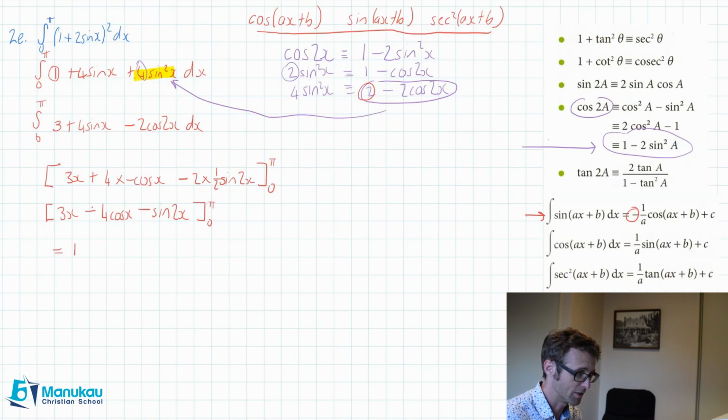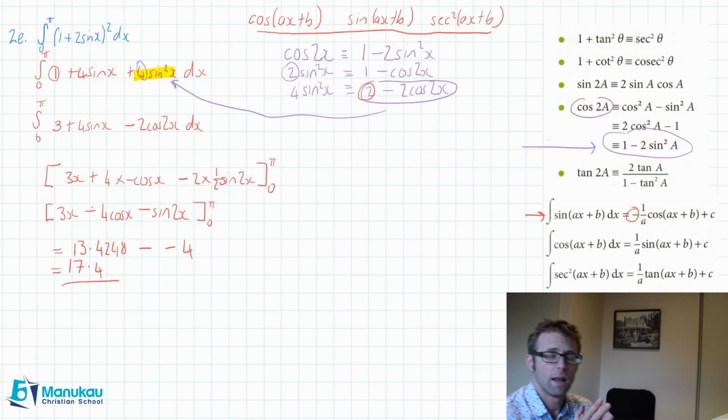13.424. So I'm just going to save that unrounded value into my calculator. Okay, I'll store that there. Minus, now what have I got when I chuck in 0? Well, 3 times 0 is 0, so I'm going to have minus 4 cosine 0, which is going to be minus 4, minus, and we know that sine 0 is 0, so that's just simply going to be minus 4. And so our answer to 3 significant figures will be 17.4.